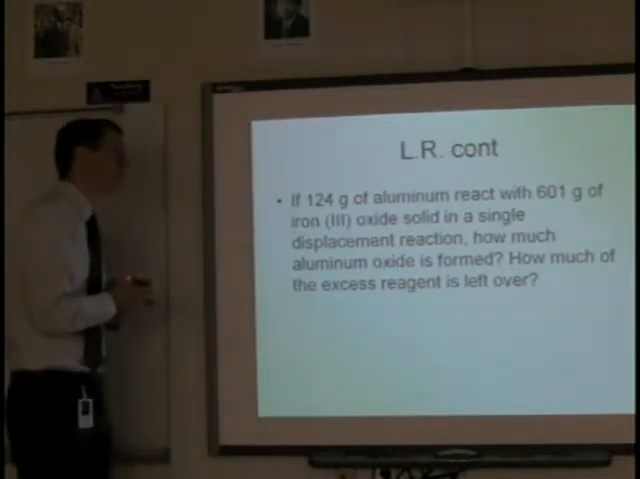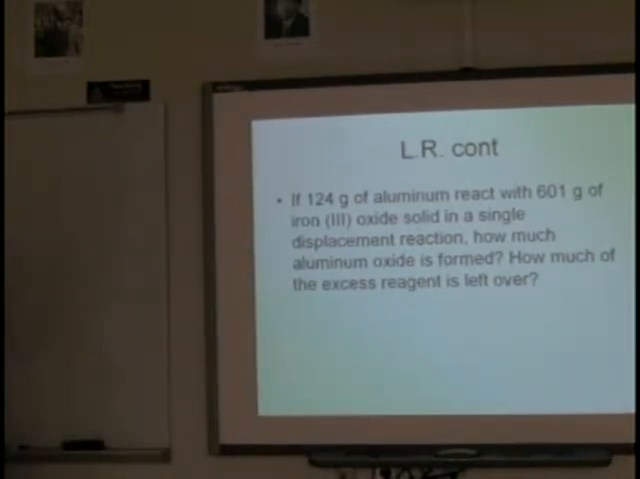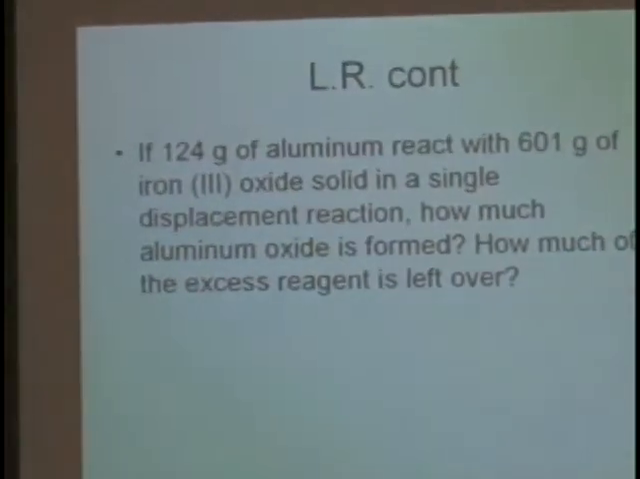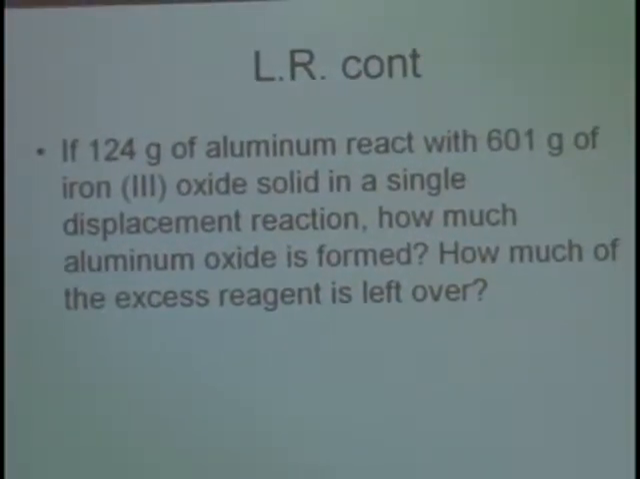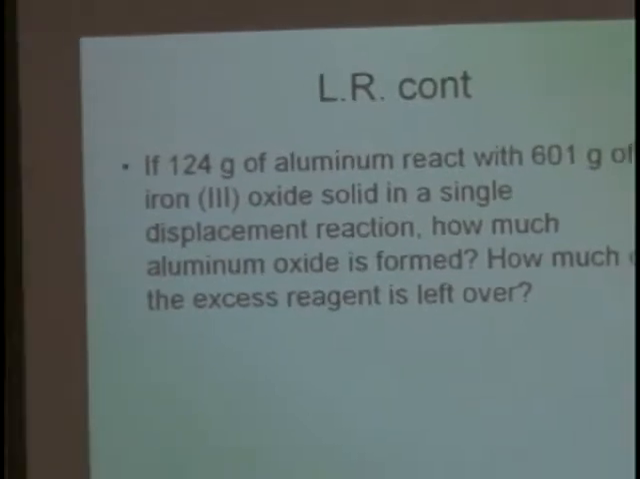Here's a sample problem that we're going to do. It says, if 124 grams of aluminum reacts with 601 grams of iron 3 oxide solid in a single displacement reaction, how much aluminum oxide is formed, and then how much of the excess reagent is left over. This will require a lot of stoichiometry. So hopefully you have a fair amount of room.